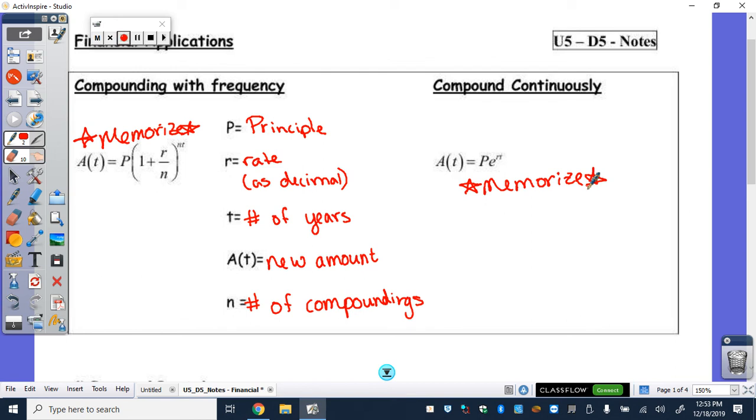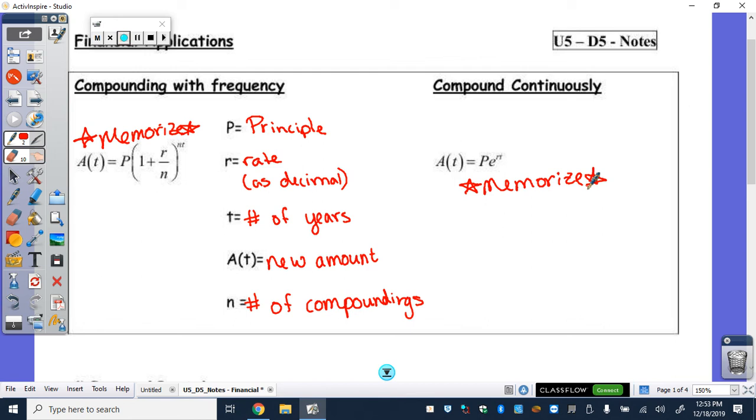Rate is always a percentage, but we want to use the decimal form of it. So we listen to Beyonce and we go to the left with our decimal always. And then T is the number of years that the scenario is looking at. A of T is whatever your new amount is.